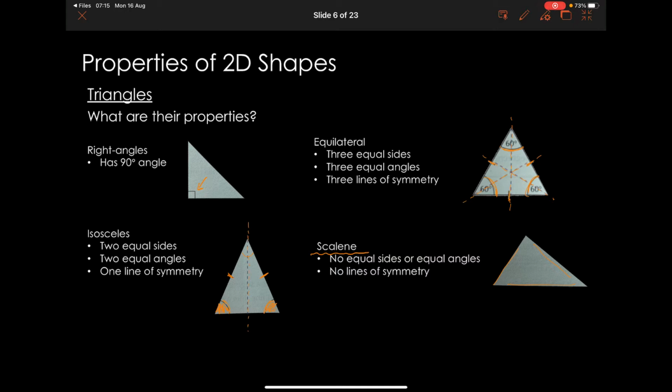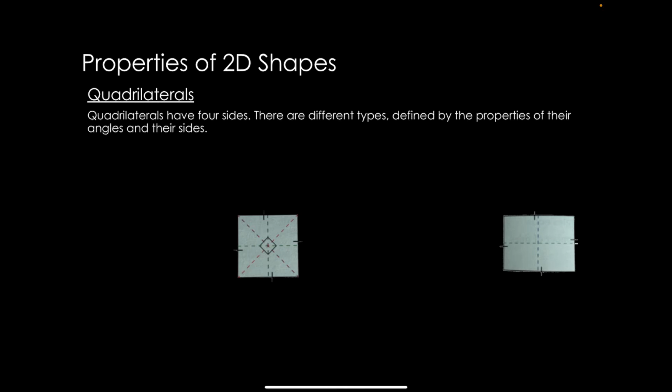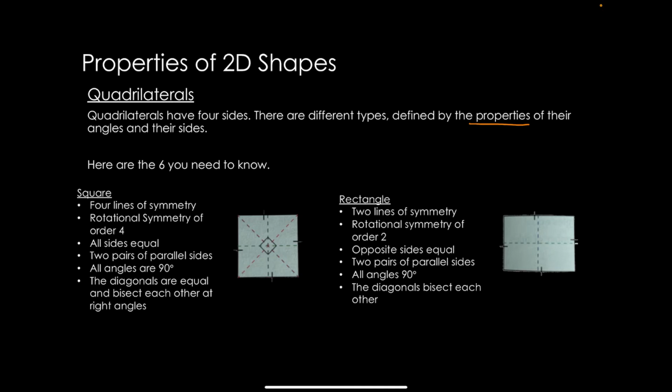Okay, so let's continue. Now, we have the triangles, but then we also have these quadrilaterals, and like I say, there's quite a few different types of quadrilateral. We're going to go through a range of quadrilaterals now. So quadrilaterals have 4 sides, and there are lots of different types defined by their properties, such as angles and sides. Here are the 6 you need to know. So the first 2 are easy: square and rectangle.